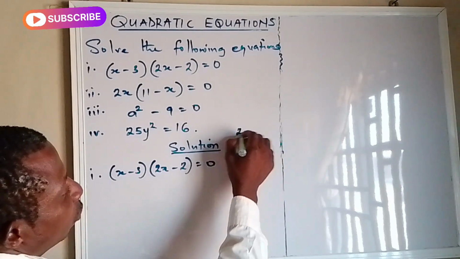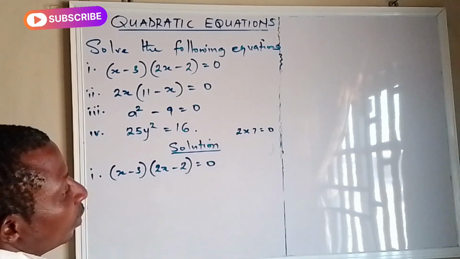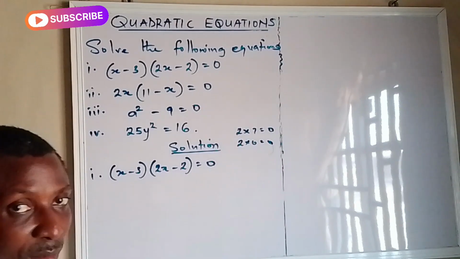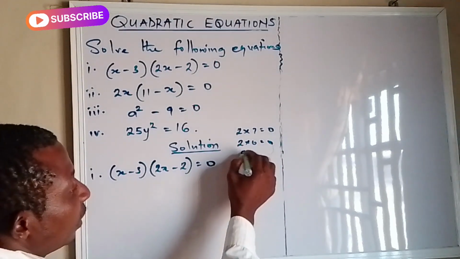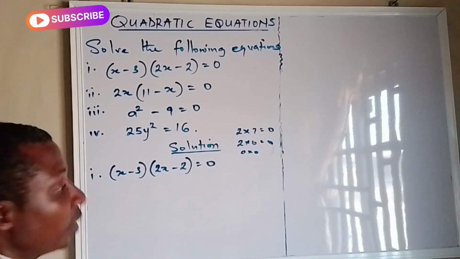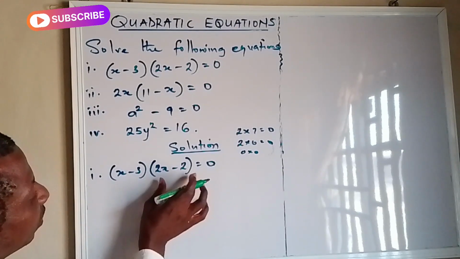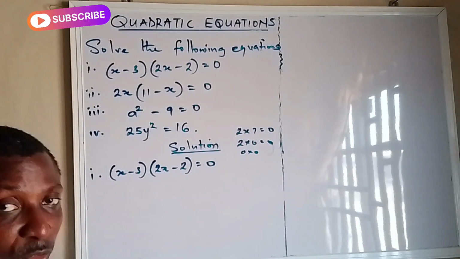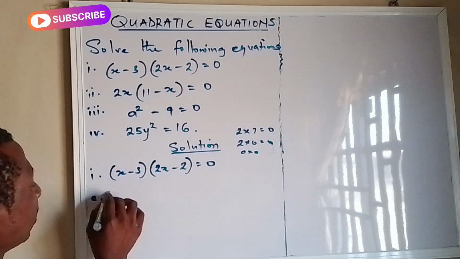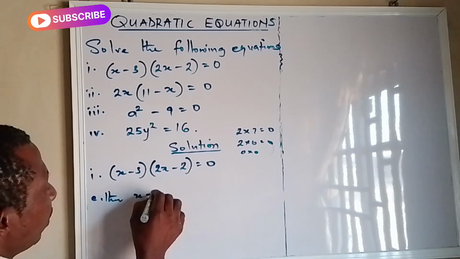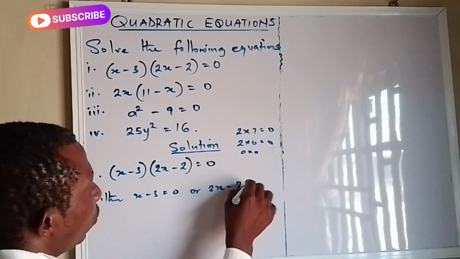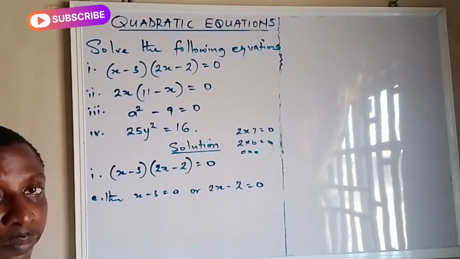You know, I can't have 2 times 7 and have 0. Either I have 2 times 0 to have 0, or 0 times a number to have 0, or 0 times 0. So these two numbers are multiplying each other to have 0. So one of them must be 0 or both of them are 0. So it's either x - 3 = 0 or 2x - 2 = 0.